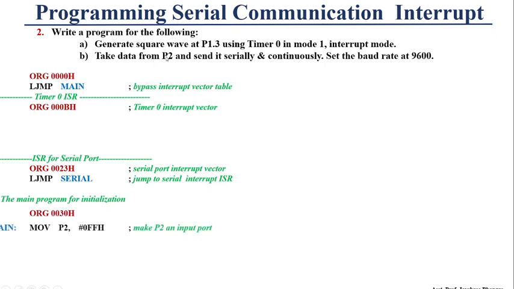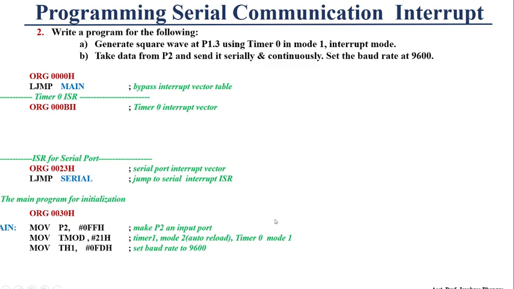Here we have to take data from port 2. This is an input port, so we have to initialize it as an input using the instruction MOV P2, #0FFH. Again, we have to set a baud rate, and we have to generate a square wave. For both purposes we require timers. So we are using both timers, and that's why we are moving the value #21H into TMOD. That means we are selecting timer 1 in mode 2, that is auto reload, to generate the baud rate, and we are also selecting timer 0 in mode 1 to generate the square wave.